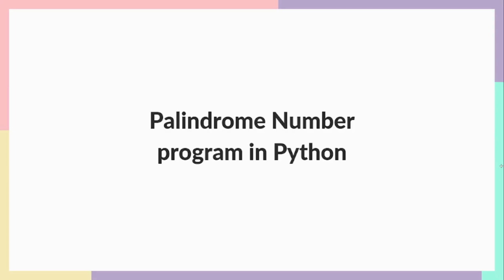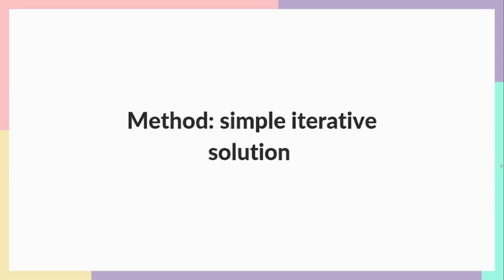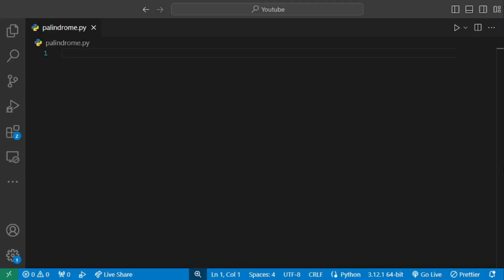Hi everyone. In this video, I'm going to show you the palindrome number program in Python. A palindrome number is a number that remains the same when its digits are reversed. For example, if we take 121, when it reverses, it remains 121. For this, we use a simple iterative solution. Let's implement the logic in Python.